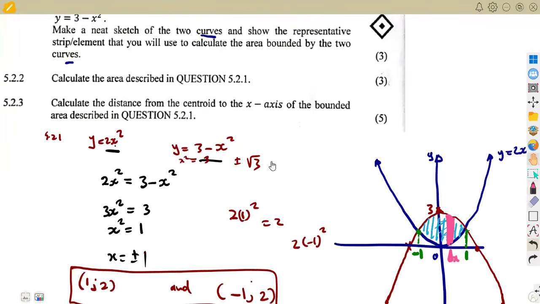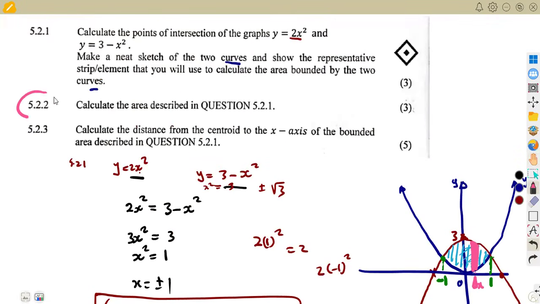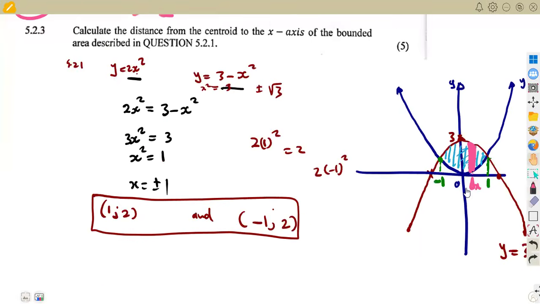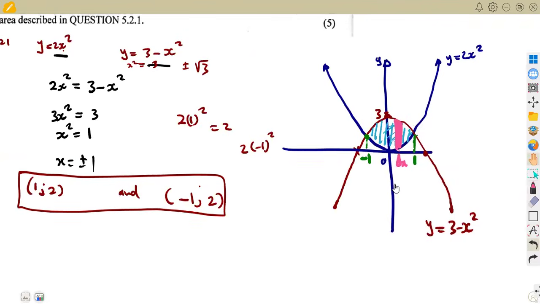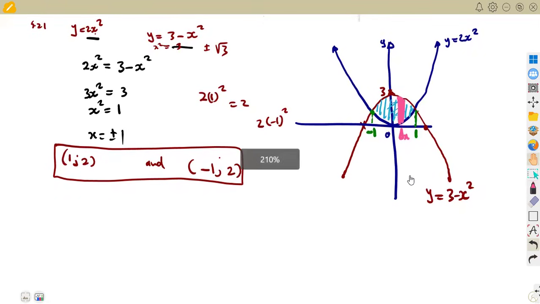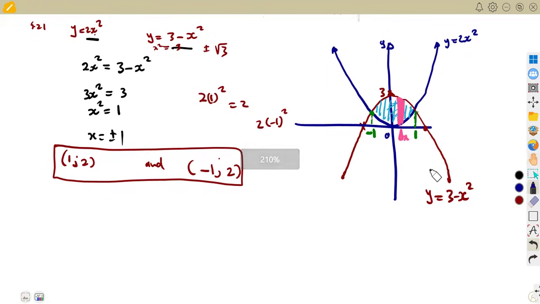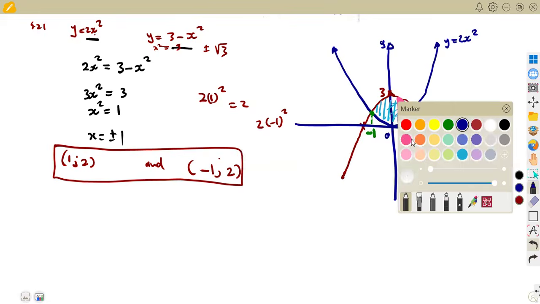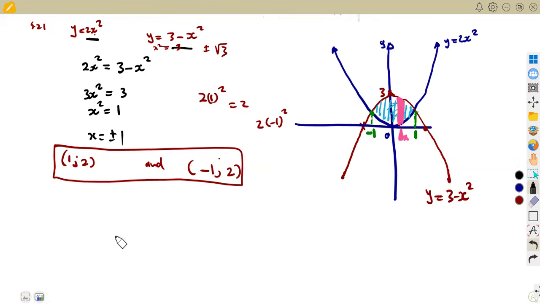We've got everything. Then in this case, 5.22, they want us to calculate the area that was described in 5.21. In 5.21, this is where our graphs are. So what is going to be the area described in this question? The area is bound between two given functions. So we know that we're going to use our formula, which we also have from our formula sheet. All right, this is 5.22.